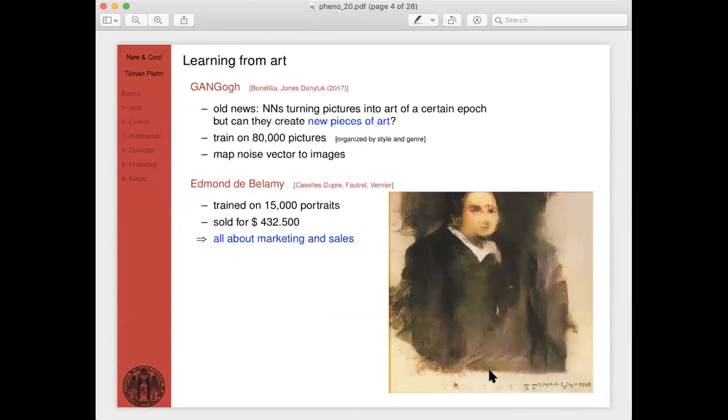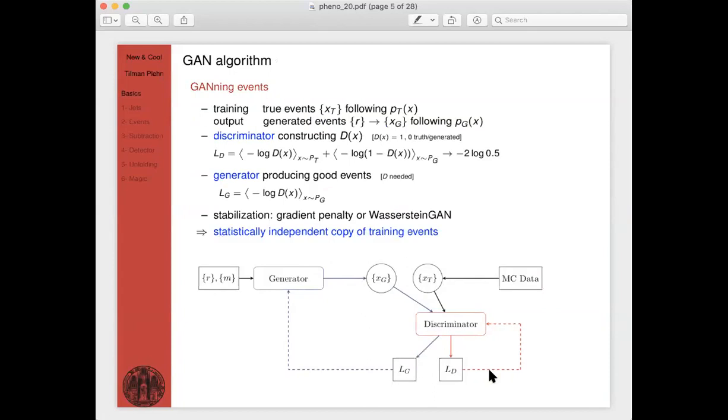Let me just very briefly describe what a generative network algorithm looks like. I'm using the example that I'm used to: generating events at the LHC, but it could be really anything. You have a training set, which I would call the true events x_T, and they follow a probability distribution in some phase space. This is the input. Then you have the output, which would be generated events, where you map a random number vector onto a set of generated events. Those follow an output distribution p_G.